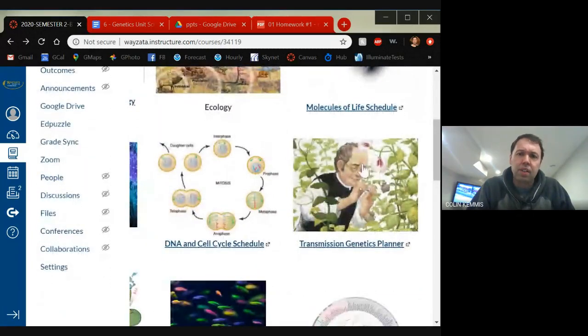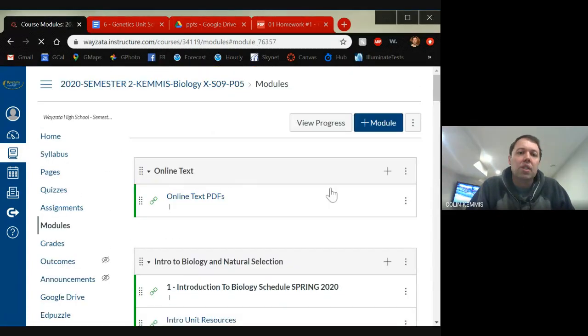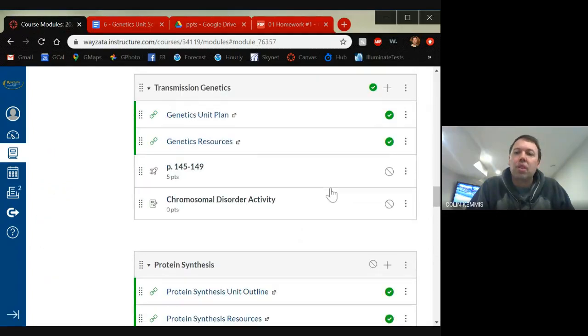And then you want to click on this funny looking Austrian monk. He's the father of genetics, Gregor Mendel. And that should take you to the modules for genetics here. You can see the unit plan here that will link you to the schedule, which will tell you what's going on this week. And then the genetics resources, if you want to pull up any of the PowerPoints, homework problems, answer keys, and resources for studying for the test, that's going to be there for you.